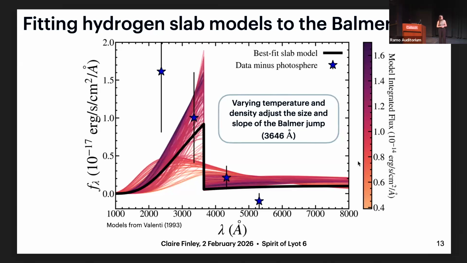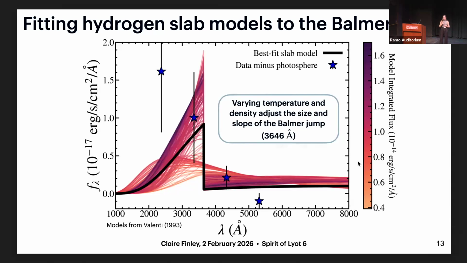These models have two parameters: the temperature of the hydrogen slab as well as the number density of hydrogen atoms in the slab. They adjust the size and slope of the Balmer jump respectively. So the Balmer jump is the spectral feature at 3646 angstroms. It's a sharp decrease in flux that happens when the hydrogen gas is ionized by the accretion shock.